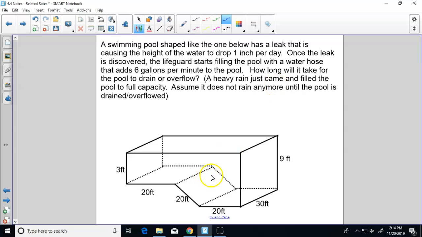So what's happening here is you're draining this pool at a rate of 1 inch per day, and you are adding water to the pool at a rate of 6 gallons per minute. And so what you really need to know is, are you adding water more quickly than it's draining, or are you draining it more quickly than you're adding it? Because unless they're exactly the same, the pool is either going to eventually overflow because you're putting more water in than is draining out, or the pool is going to drain all the way completely because you're not putting in as much water as is draining out.